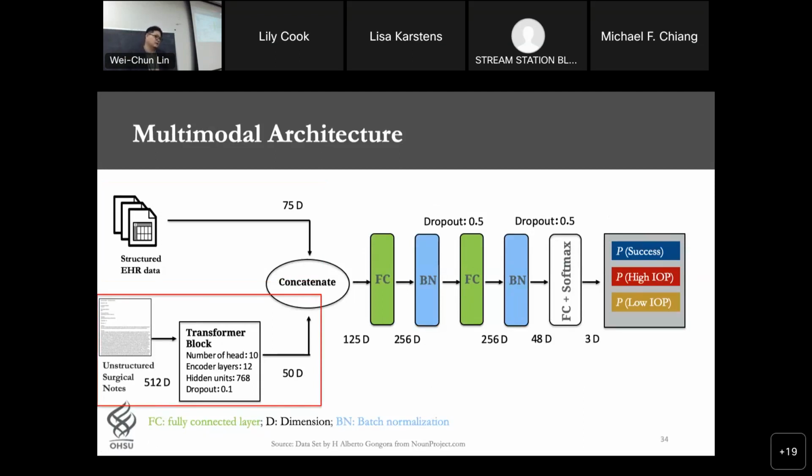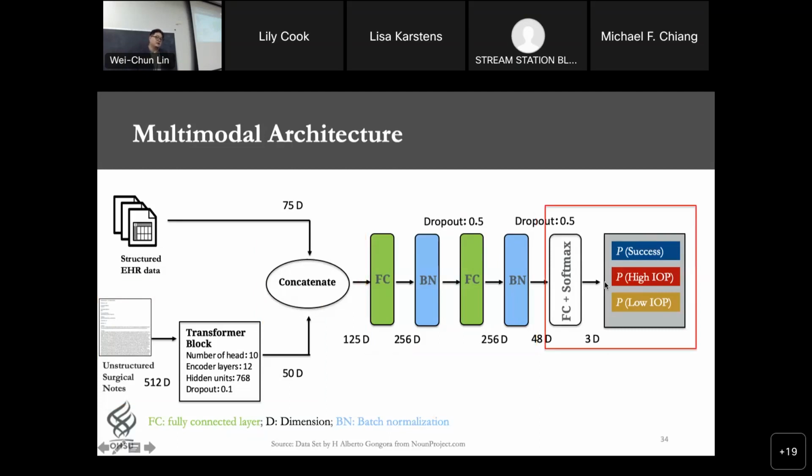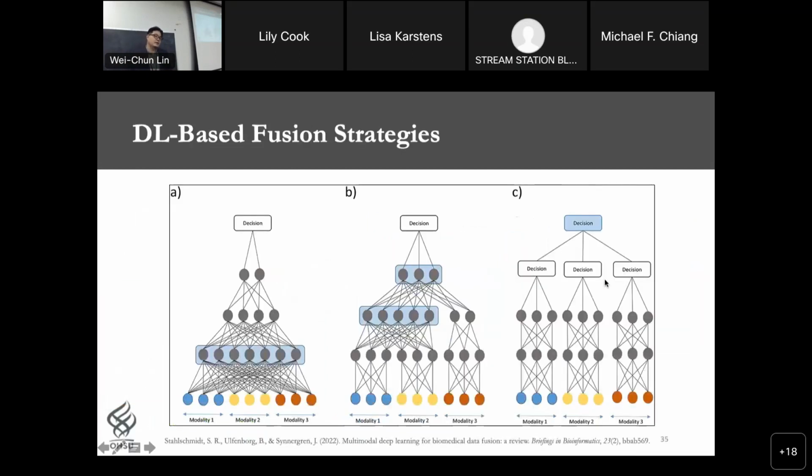The output of the transformer block is concatenated with the structured EHR data. And 2 more dense layers with a batch normalization layer and a dropout layer were connected. And finally, we use the softmax function to predict the 3 class outcomes. The hyperparameters we use for the optimized model are listed here. In general, there are 3 common strategies for deep learning model fusion: early fusion, intermediate fusion, and late fusion. In our study, we found the early fusion shows the best performance for our model.